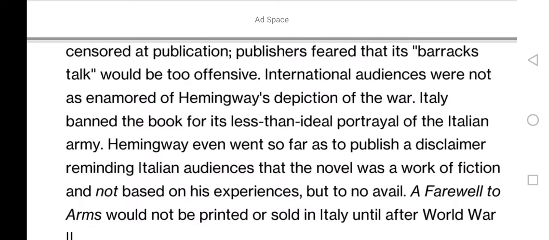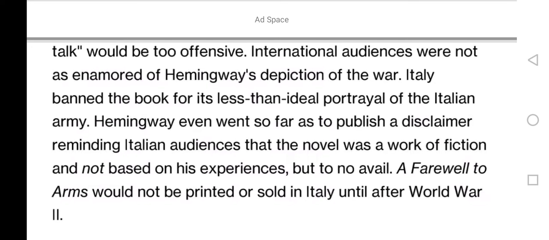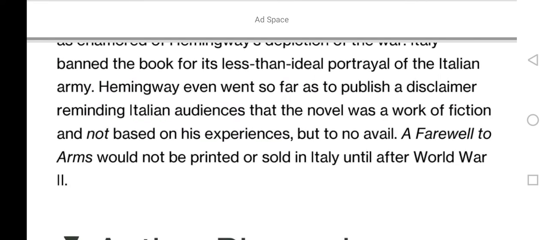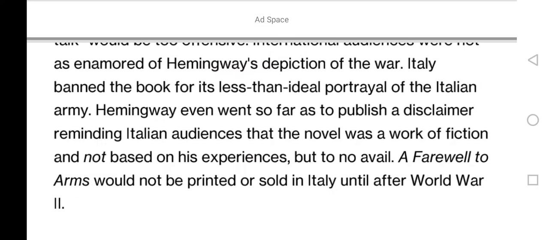International audiences were not as enamored of Hemingway's depiction of the war. Italy banned the book for its less than ideal portrayal of the Italian army.